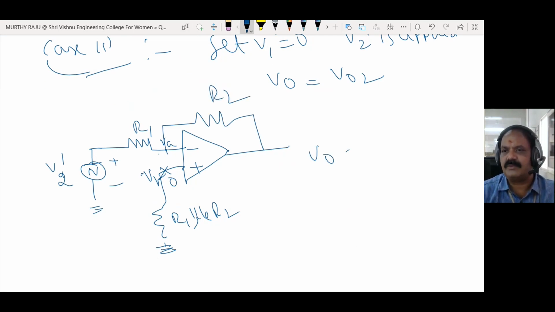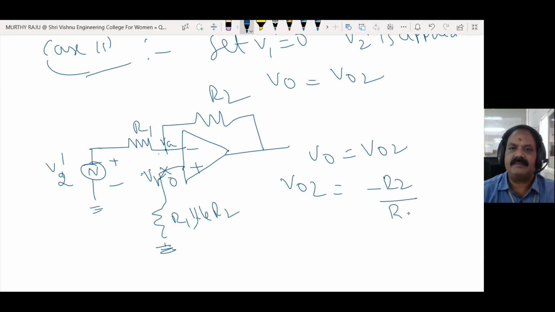Therefore, the output voltage V0 is equal to V02. This is simply a non-inverting amplifier configuration. Therefore, V02 is equal to minus R2 by R1 into V2 dash. This is equation number two.